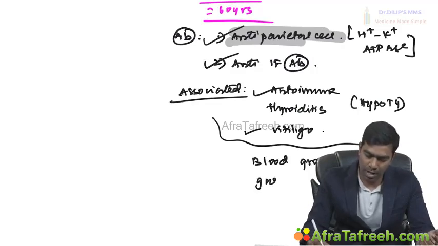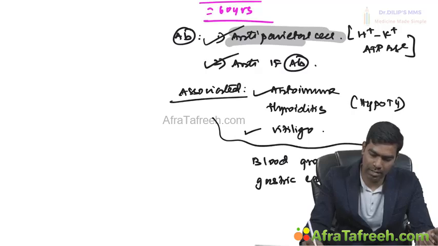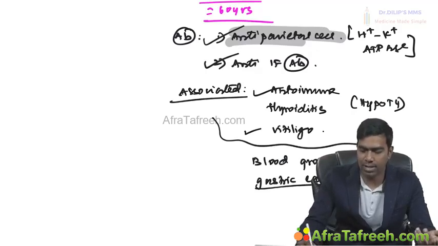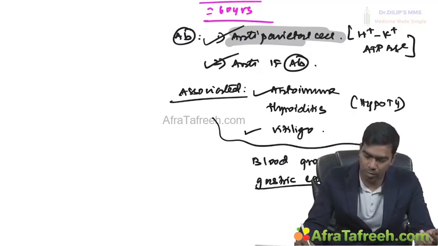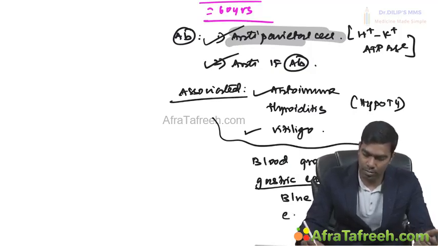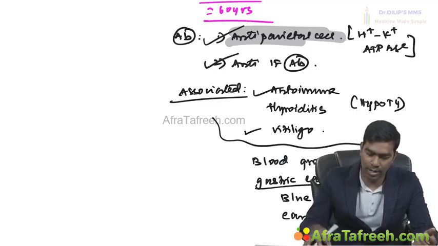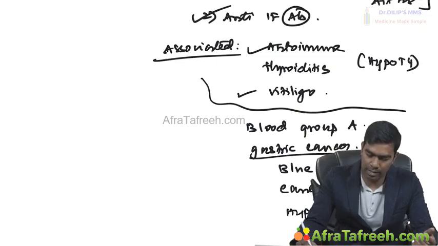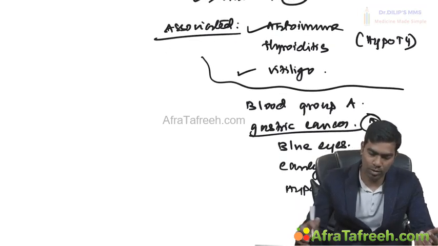Then patients may have an association with gastric cancer, because pernicious anemia itself increases the risk of gastric cancer. That's why I told you that point. Very important for exams as well. At the same time, it is also associated with people who have blue colored eyes, with people who have premature or early graying, and with hypoparathyroidism, and also with hypogammaglobulinemia.